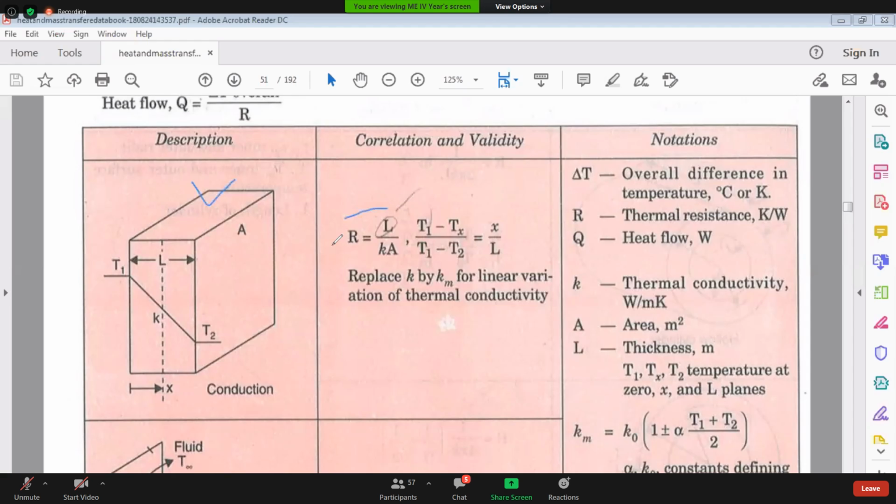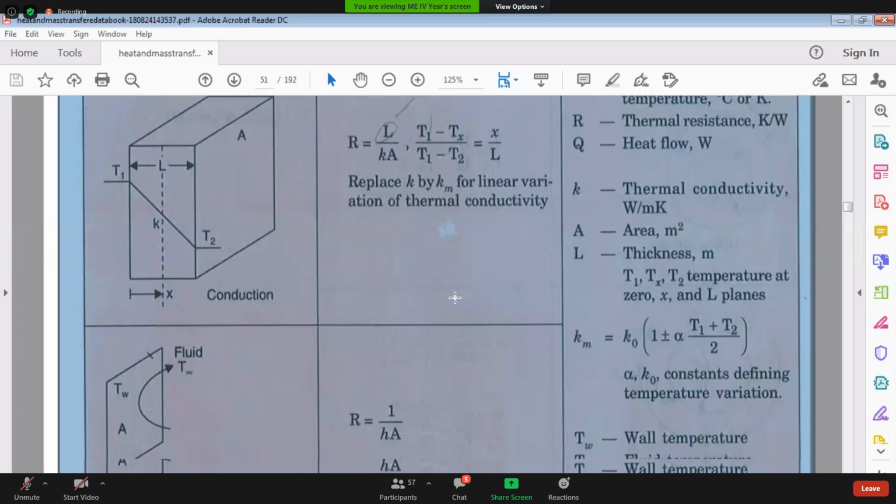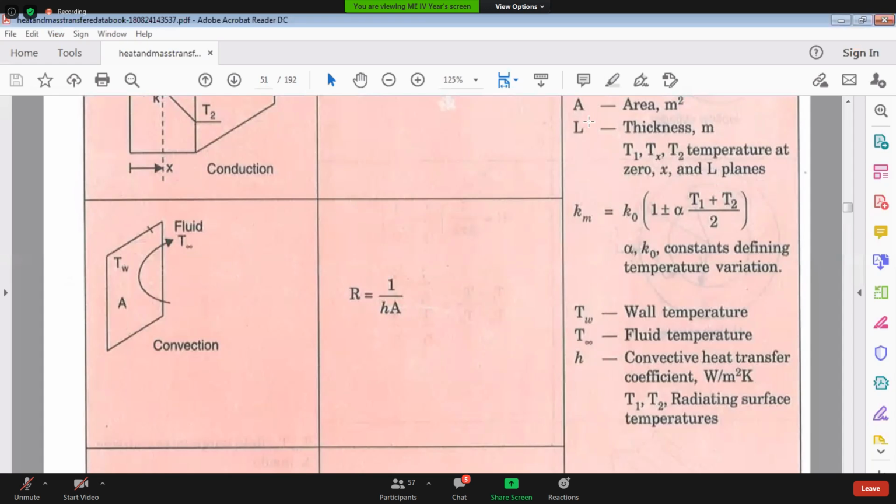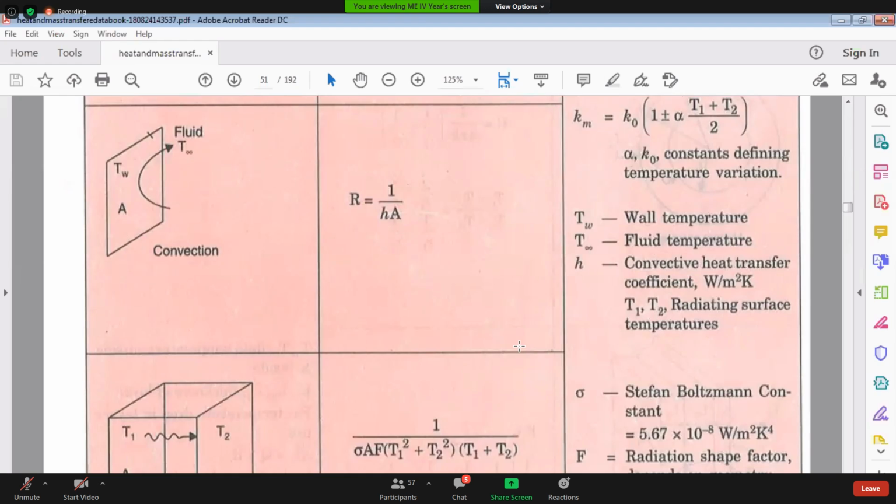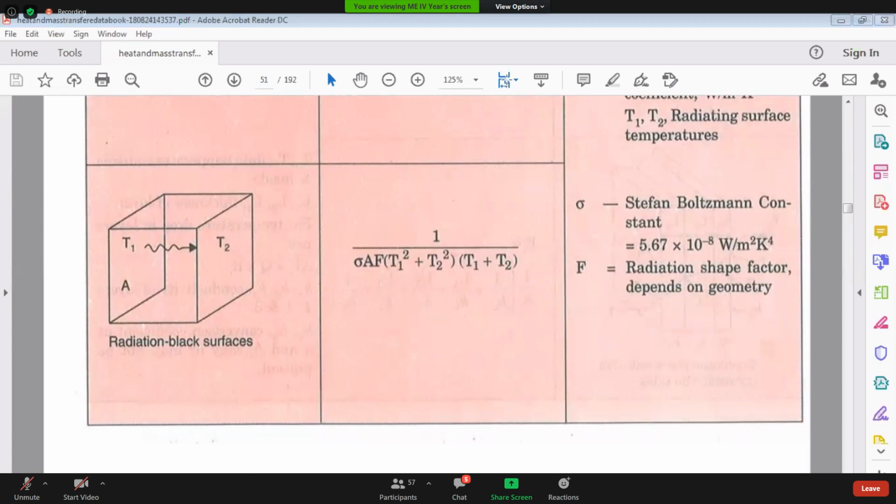Conduction. The resistance I said is L by K, and the temperature profile is X by L according to Fourier's law of heat conduction equation. Right? We can take from here. At the same time, for convection, the thermal resistance I said is 1 by HA. Right? At the same time, radiation heat transfer. I discussed this. This is the thermal resistance of radiation heat transfer.